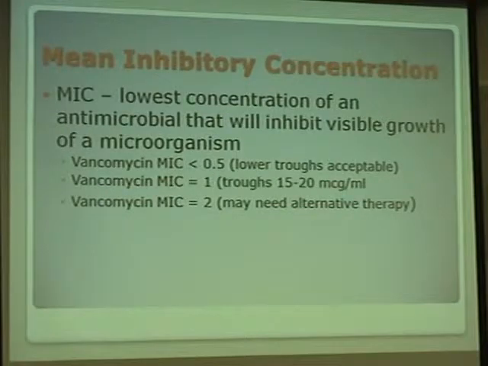Again, you still have to pay attention to where is the site of the infection though. If your vancomycin MIC is 1, then you really need troughs of 15 to 20 to make sure that you're high enough above the MIC of the organism. With an MIC of 2, even with a trough of 15 or 20, you're probably not necessarily going to get there with the dosing regimens that we have. So at this point, you probably are needing to think about alternative therapy.